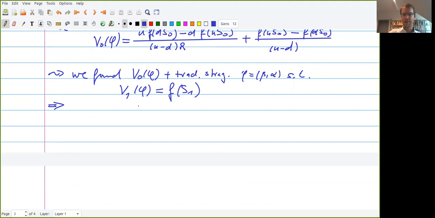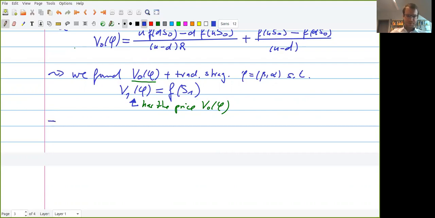And we know the price of this. So to implement this trading strategy phi, we need the initial capital V0 phi. So the price for this trading strategy, for this payoff V1 phi, is exactly V0, right? Because this is the money we needed to implement this payoff.